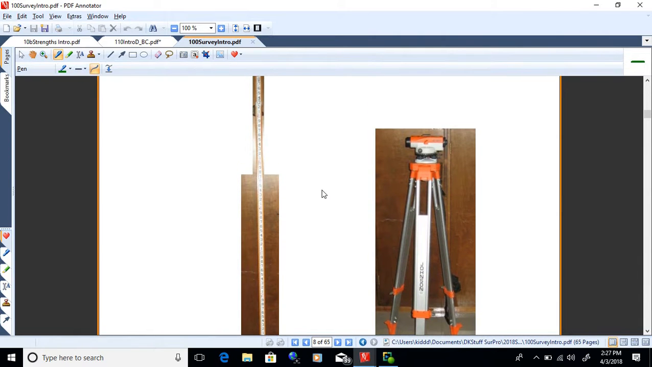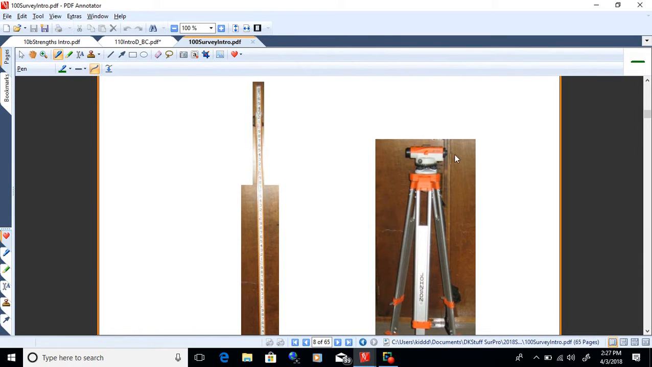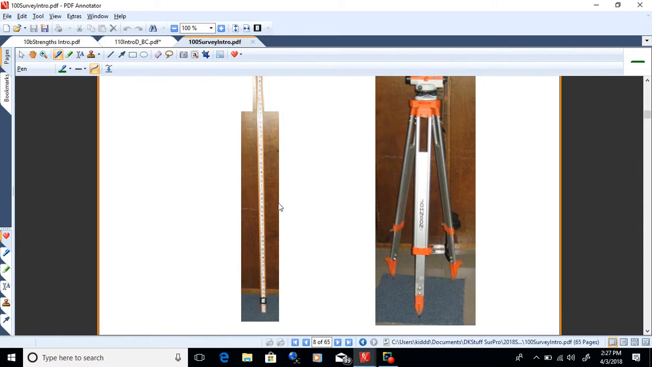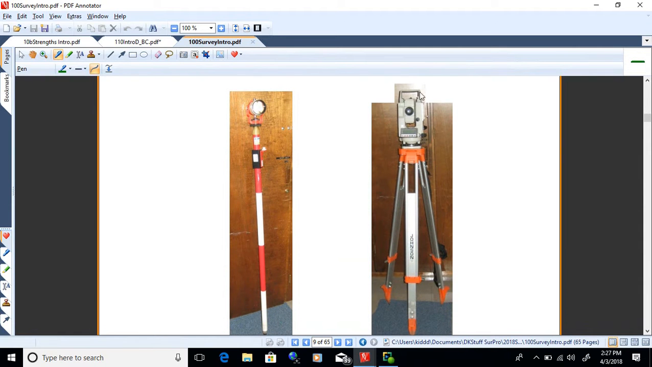That's a level. That's a newer level, a small short telescope on a tripod. There's a rod, so you can use that to get elevations. There's a total station, which turns angle and distance. It turns angles and shoots distances with a laser. This particular unit bounces the laser off of a prism, and we can determine how far it is from the total station to the prism using this.